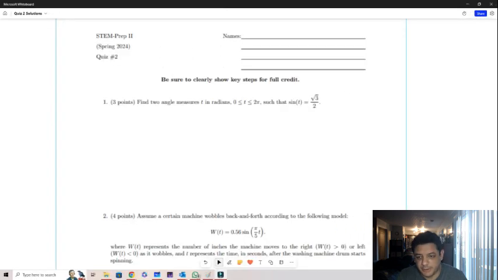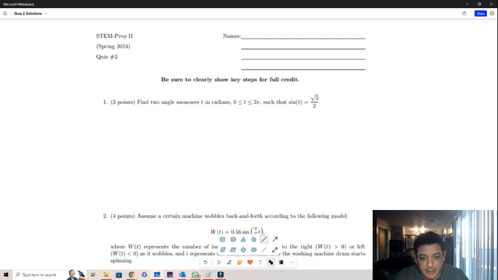Hello everyone. In this video we're going to be doing the solution to quiz number 2. At the first point we have to find the two angle measures in radians between 0 and 2 pi such that sine of t is the square root of 3 over 2.